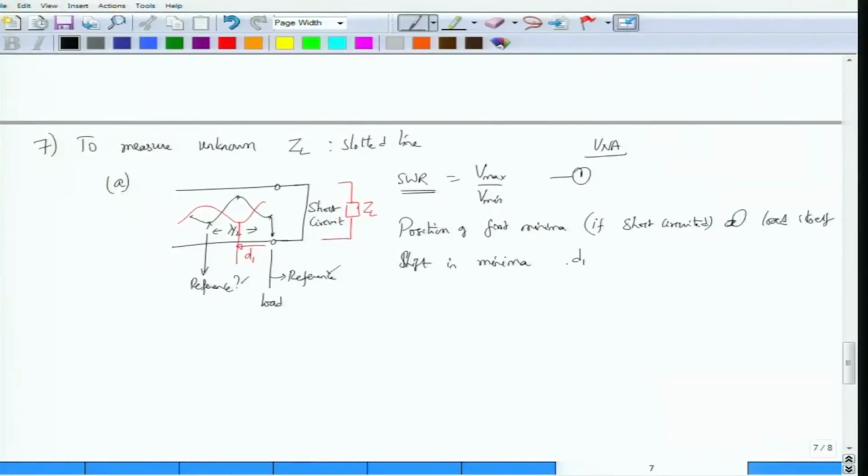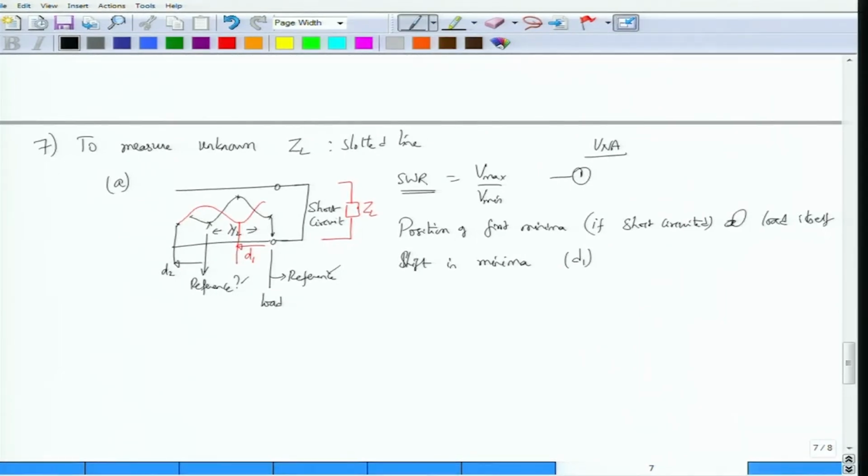Anyway, with that practical thing in mind, note down the shift in the minima. In fact, note down what is D1. If suppose you have taken the second one as the reference node, no problem, you note down that reference, which would be D2, let us call it, and this distance is what you are noting down from the reference, how much the minima shifted.